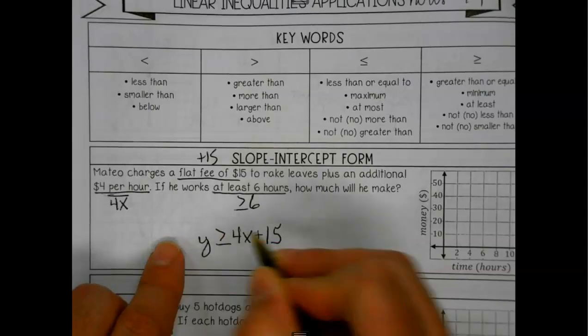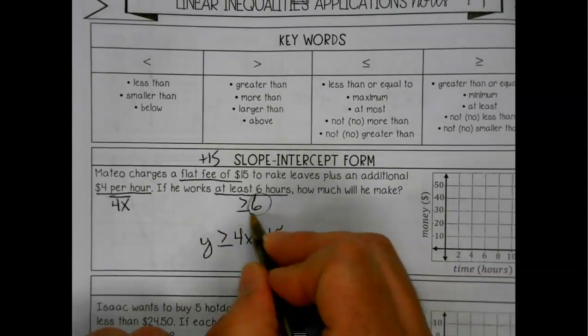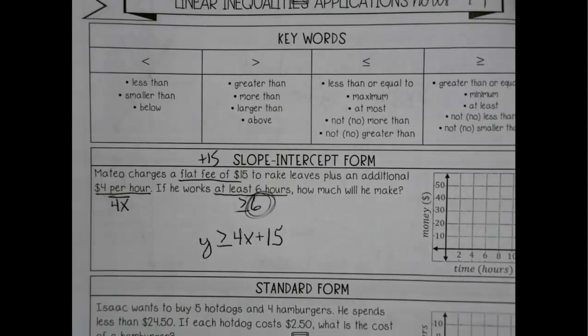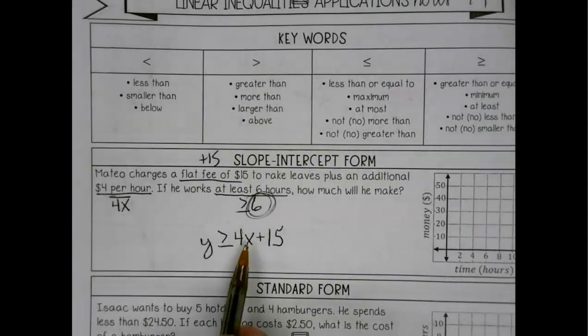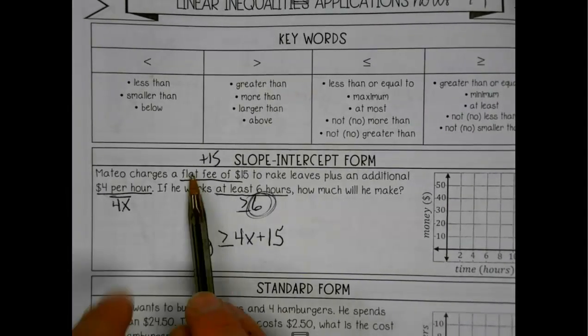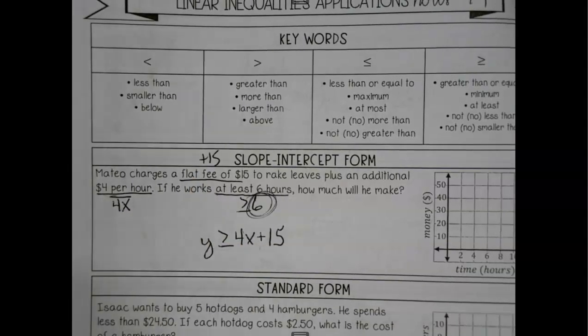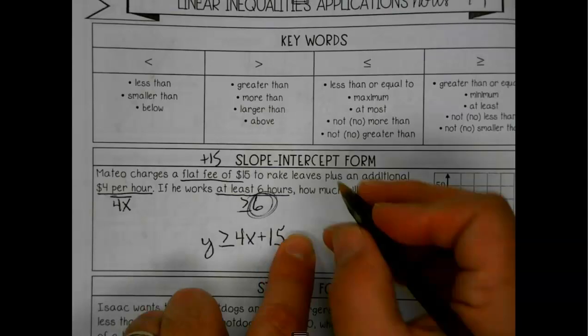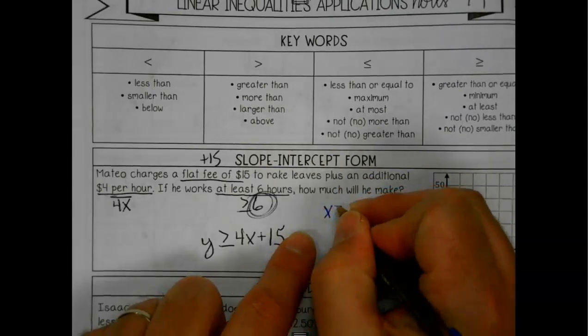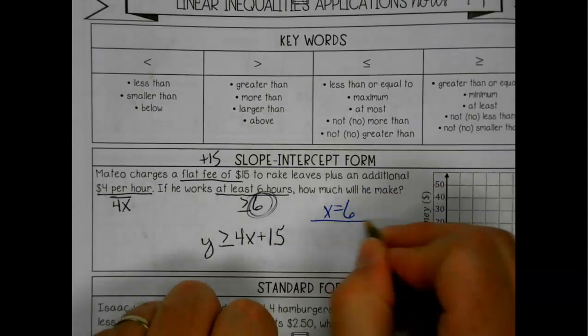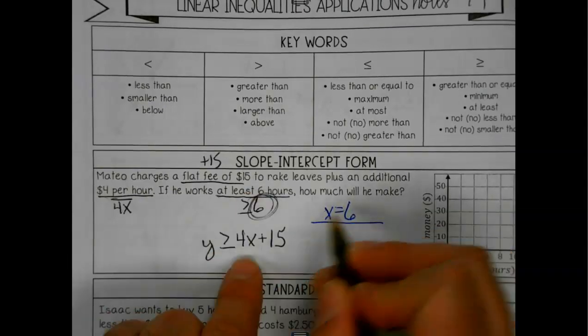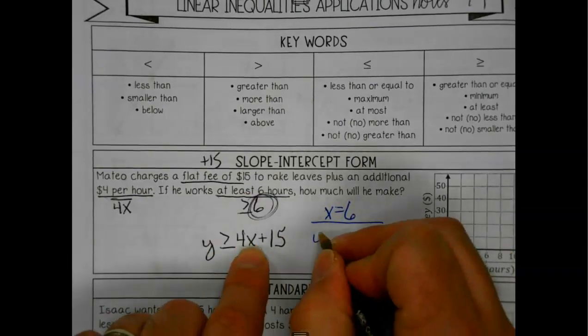And we've got the greater than part. You're like, okay, Hardy, where's the 6? What's the dealio here? Okay, so the fee and the per hour, that's going to create my equation. But if he works at least 6 hours, that's where this is going to come in. That's going to be the number I'm going to plug in here.